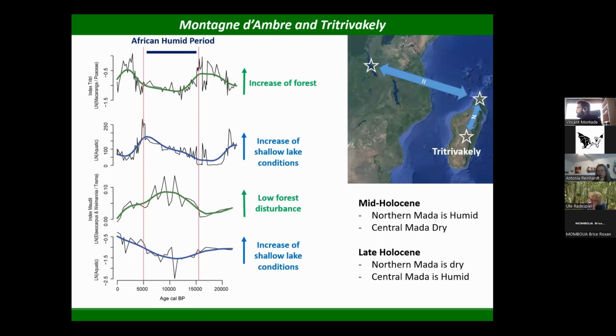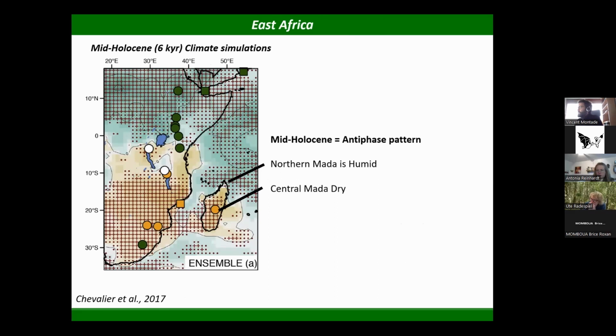And to be honest, I was not so surprised by these results because before my experience in Madagascar, I was working on East Africa. And this pattern, which is anti-correlated between north and south, we can observe quite well in East Africa.